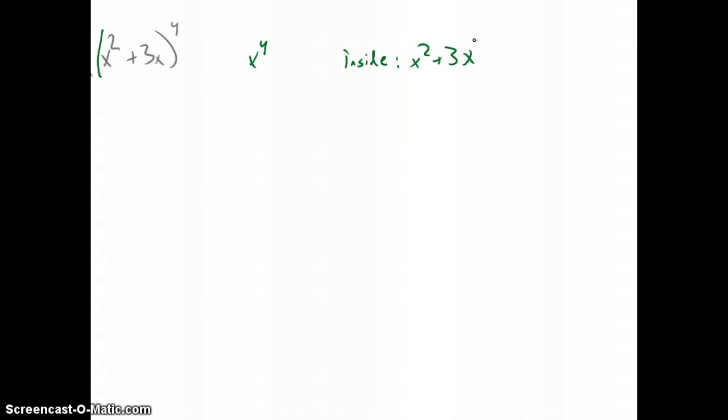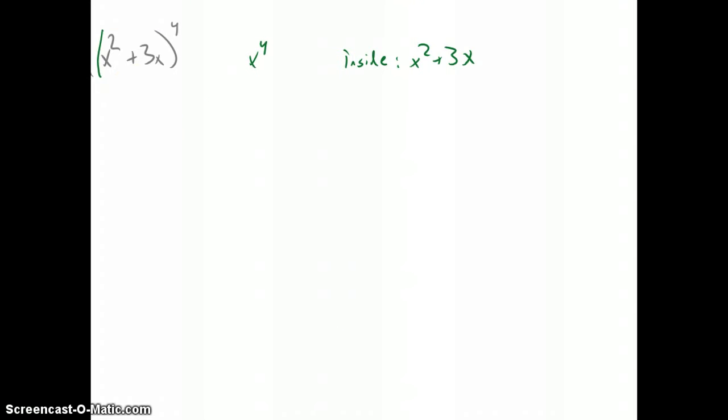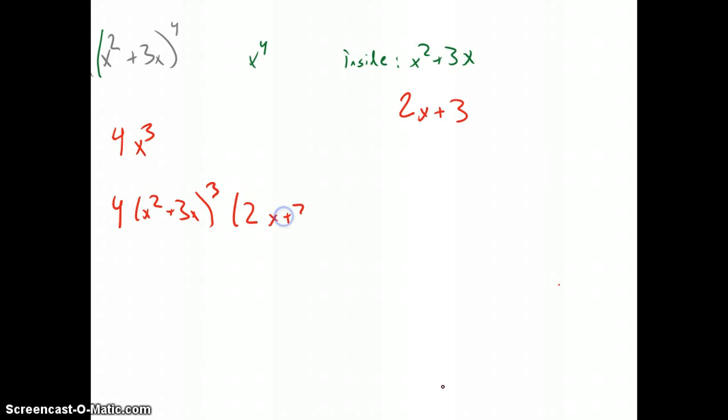Okay, so what you're going to do, just like the last one, first you derive the outside, which is 4x cubed, but you have to keep the same inside. So 4 times the quantity x squared plus 3x, and all of that to the 3rd. And then you derive the inside, which is 2x plus 3, and then you multiply those together. And you could probably simplify it further than that, but for the interest of learning the chain rule, you do not have to do that, so we're not going to.